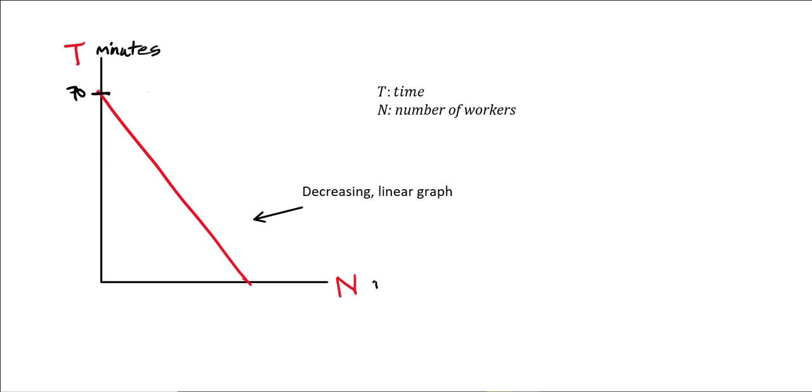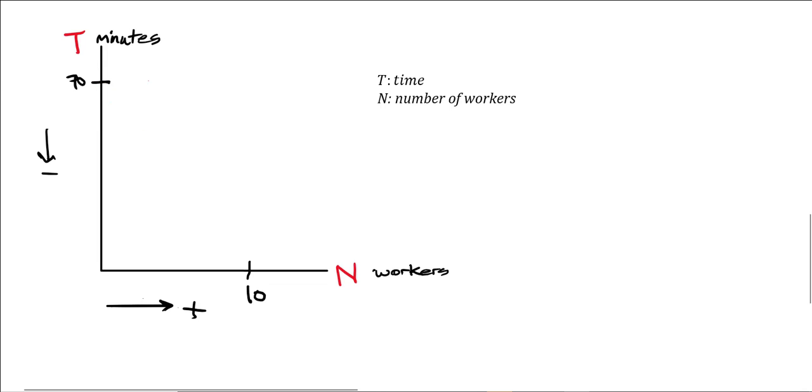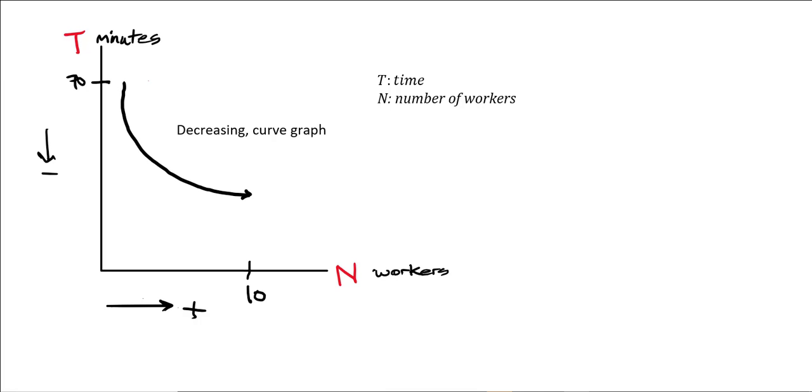And the reason why we think of it as decreasing is because if we thought of time as minutes on the vertical axis starting at 70 on the left side of the graph, as you move your way to the right along the graph, the values of t start to decrease as the values of n increase towards the right. Another possible graph would be a decreasing curve.